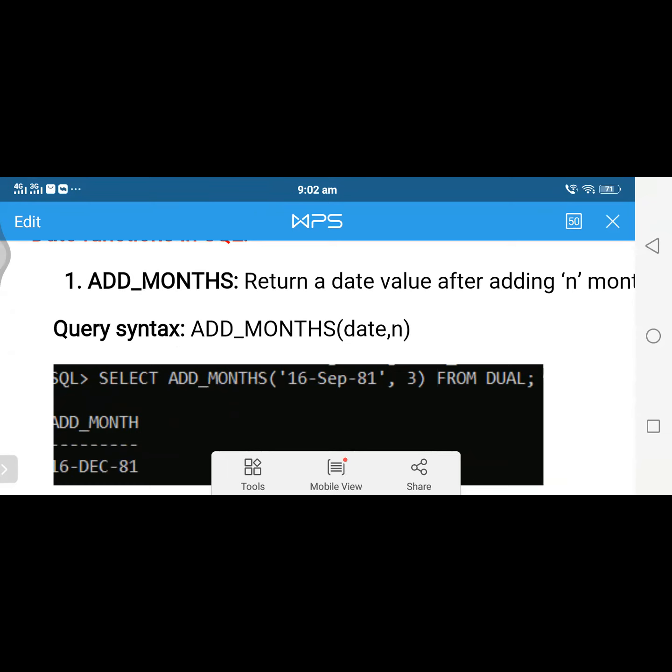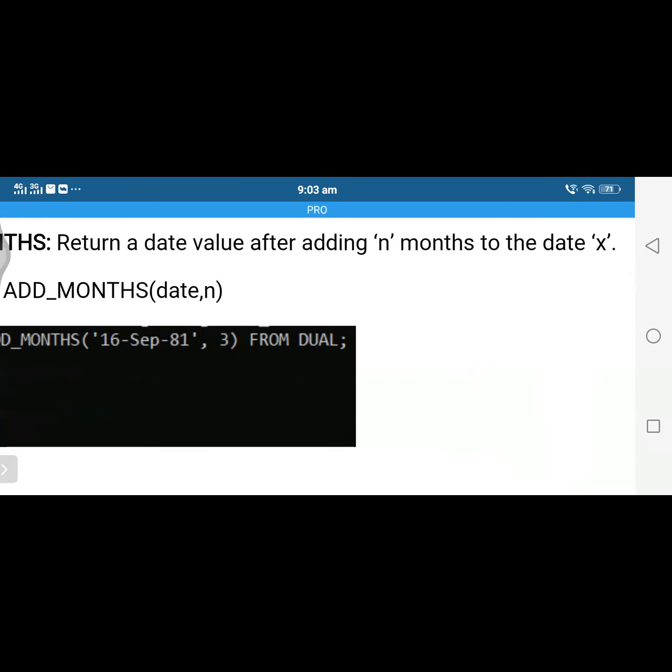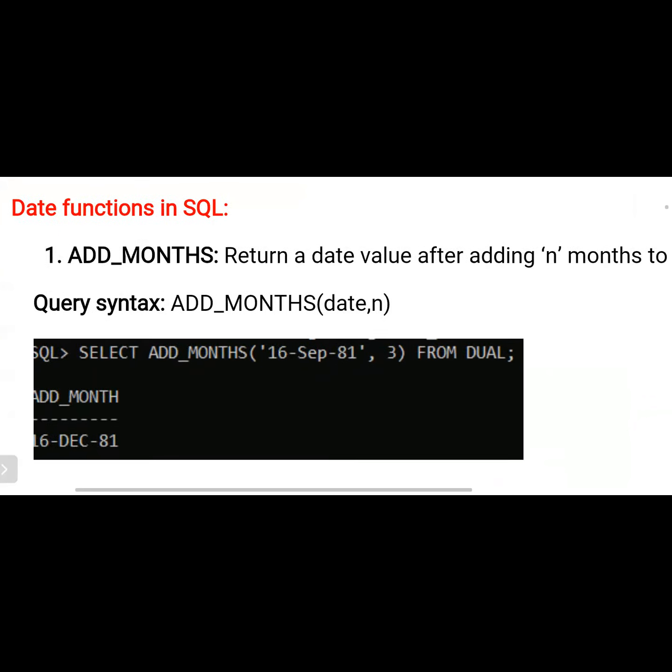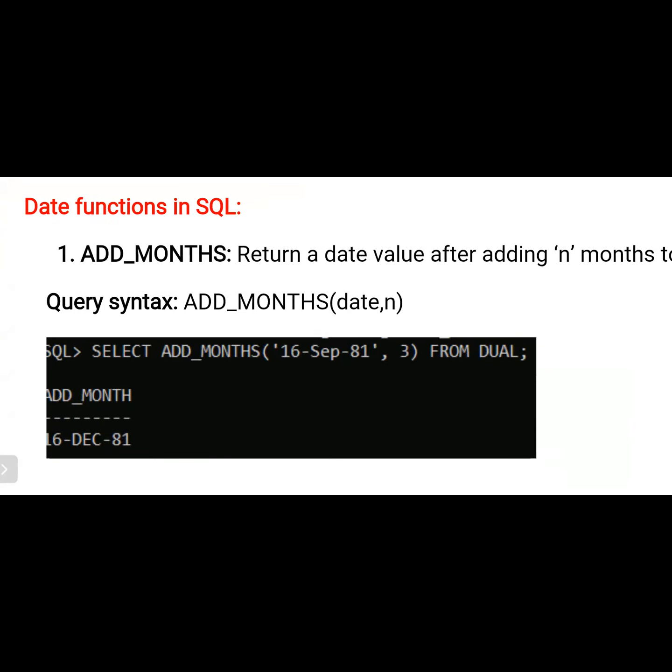Okay, so next one is add_months. Add_months returns a date value after adding n months to the specified date. If you observe here, add_months(date, n). That is the syntax. Here we are specifying the date to which the specified months will be added. So here we are giving date 16 September 81, and here we are giving 3. That means we are adding 3 months to the specified date.